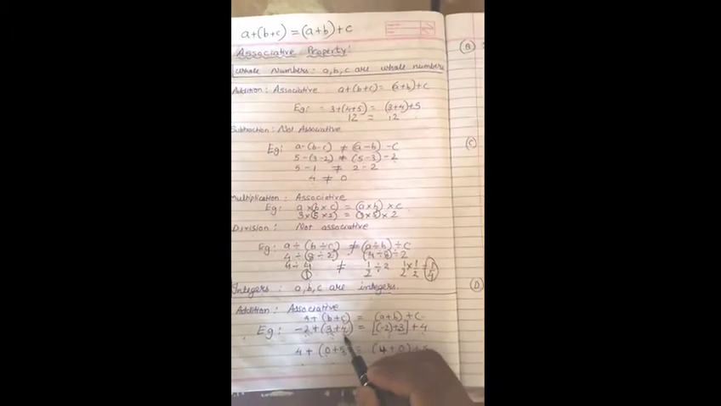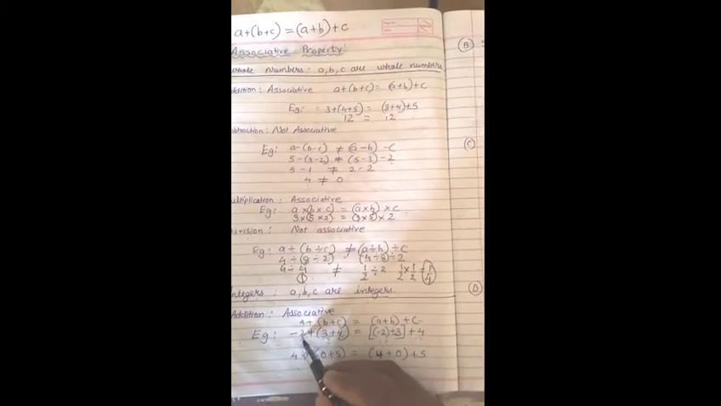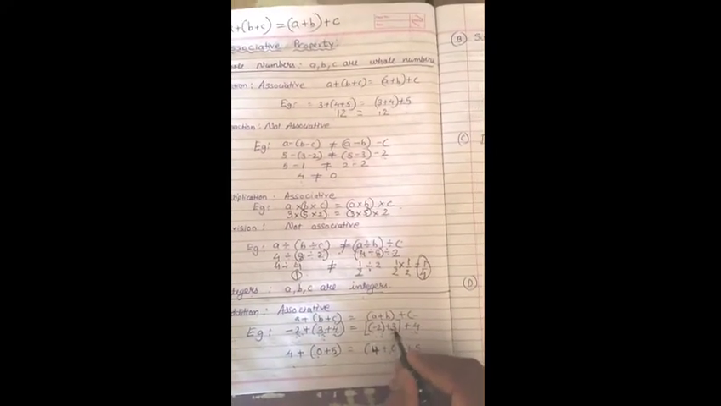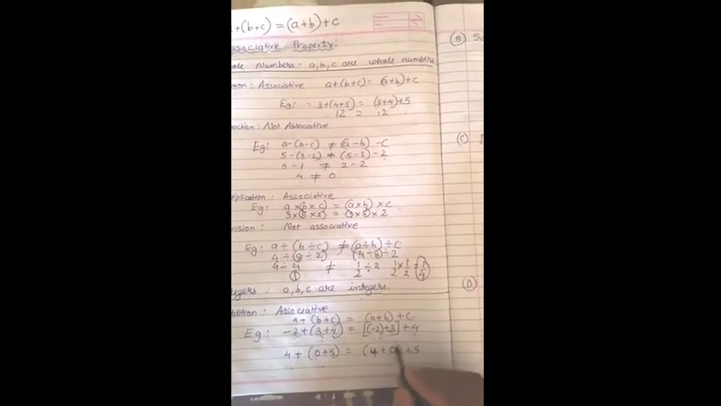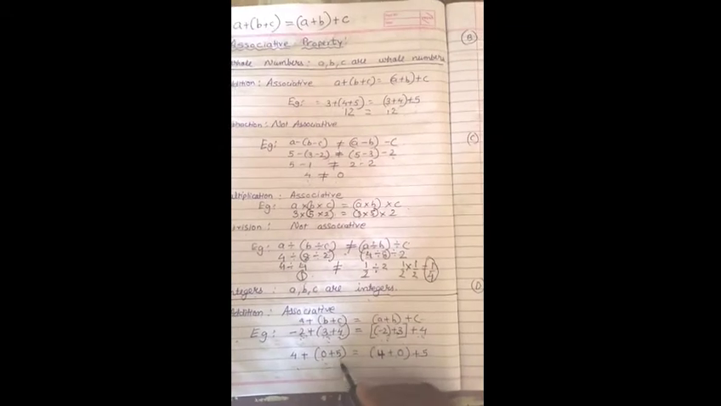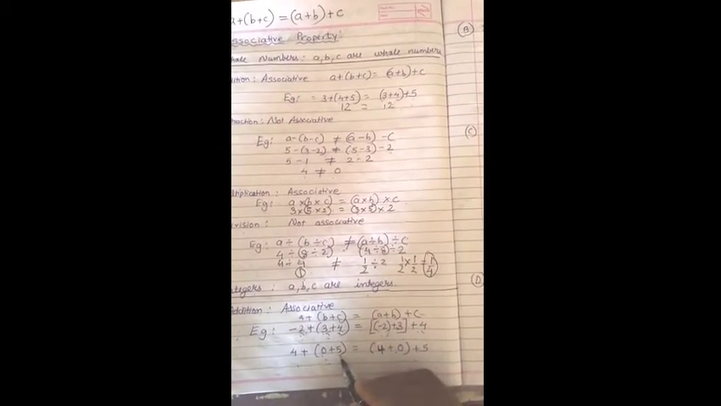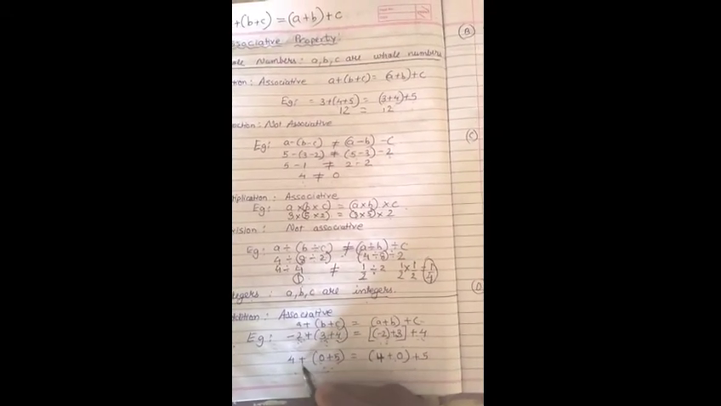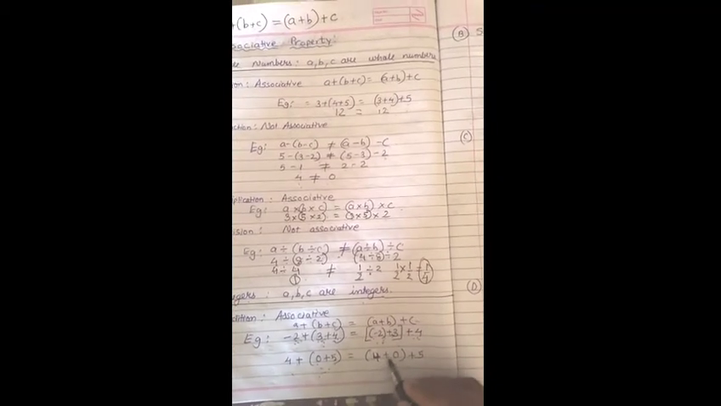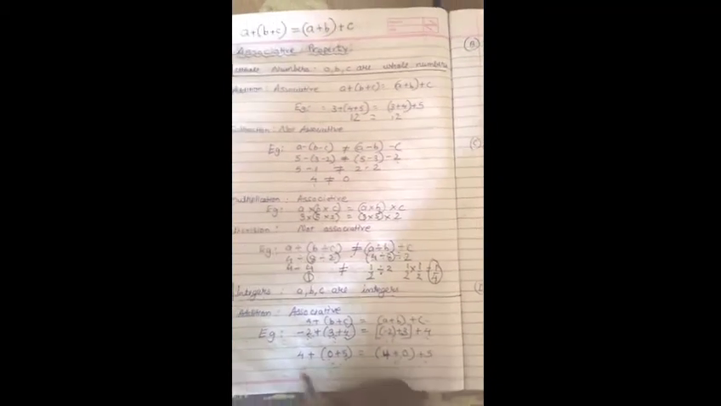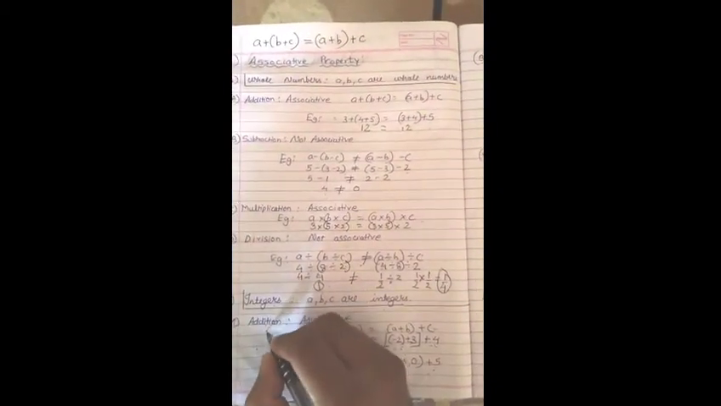Here 3 plus 4 is 7, 7 minus 2 is 5. Here 3 minus 2 is 1, 1 plus 4 is 5, both sides equal. Here, another example, 0 plus 5 is 5, 5 plus 4 is 9. Here 4 plus 0 is 4, 4 plus 5 is 9. Yes, it is applicable under the head of addition.